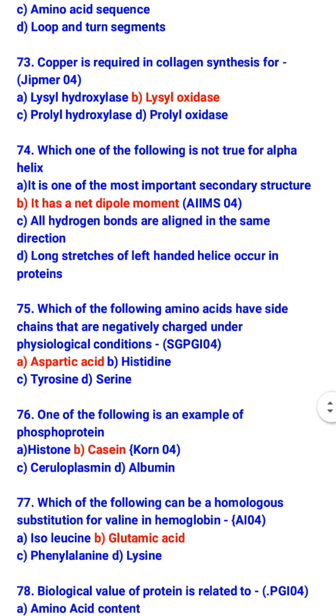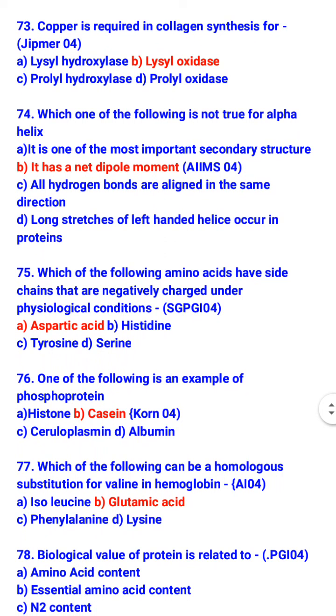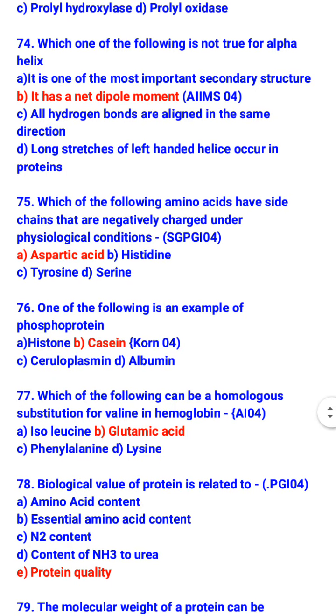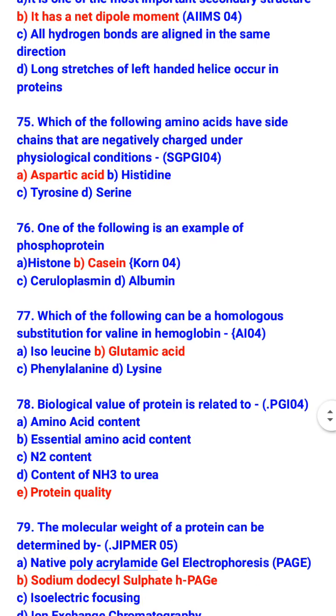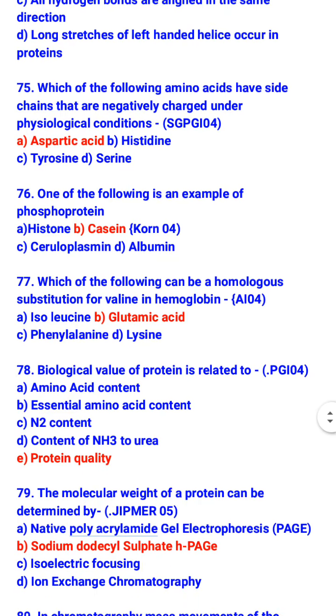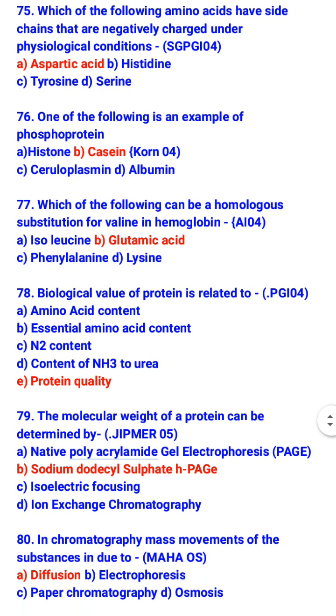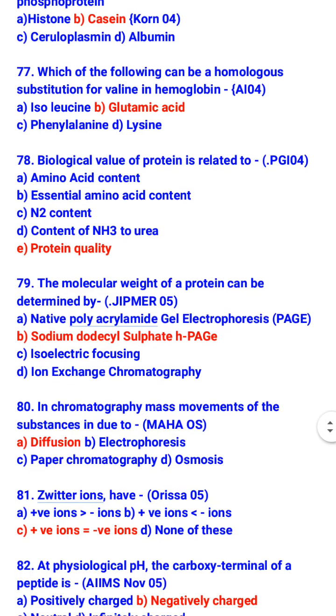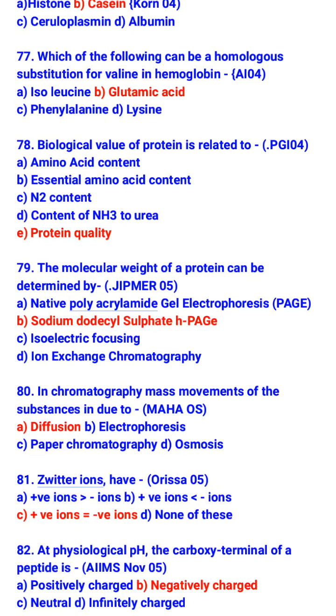Which of the following amino acids have side chains that are negatively charged under physiological condition? Aspartic acid. One of the following is an example of phosphoprotein, casein. Which of the following can be a homologous substitution for valine in hemoglobin? Glutamic acid. Biological value of protein is related to protein quality. The molecular weight of a protein can be determined by sodium dodecyl sulfate PAGE.